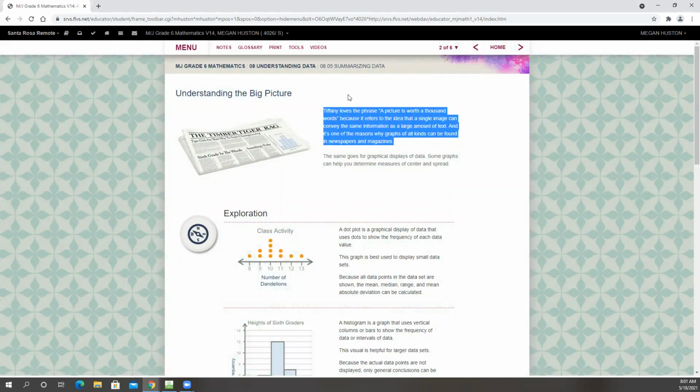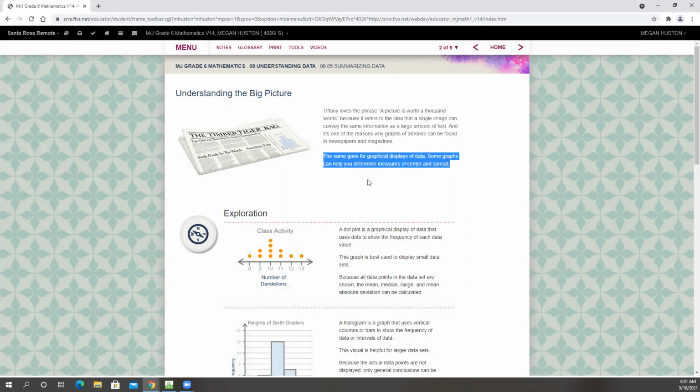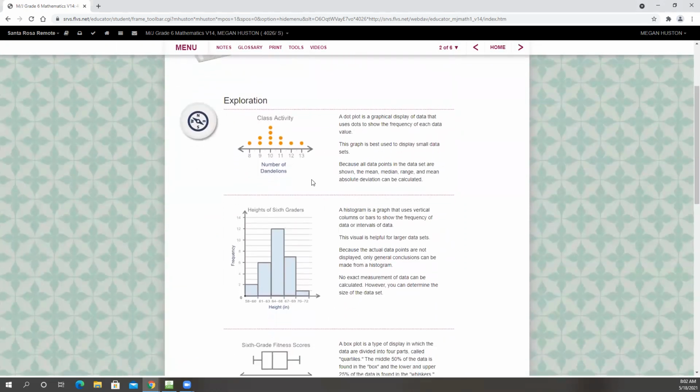So understanding the big picture. It says Tiffany loves the phrase, "A picture is worth 1,000 words," because it refers to the idea that a single image can convey the same information as a large amount of text. And it is one of the reasons why graphs of all kinds can be found in newspapers and magazines. The same goes for graphical displays of data. Some graphs can help you determine measures of center and spread. So these are some visual representations that we have already seen before.